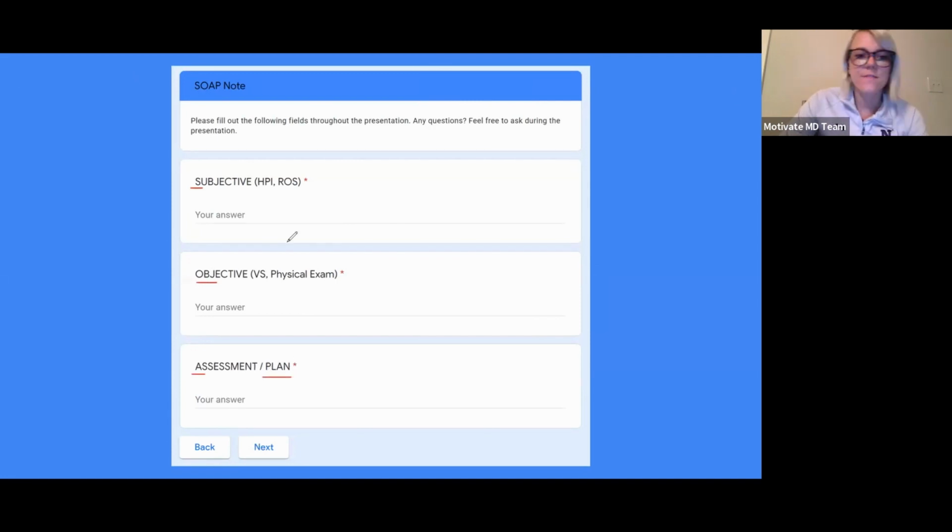What is subjective? As you know, based on the definition of the word, in medicine it's things which the patient's telling us. So that's the history of present illness, the narrative of why the patient is presenting that day, but also the ROS, which is pertinent positives and negatives relating to that chief complaint.